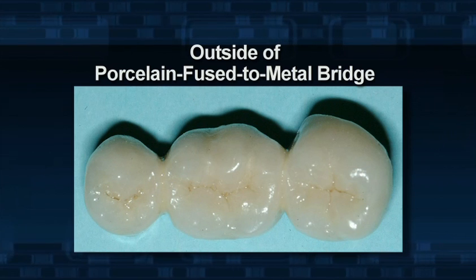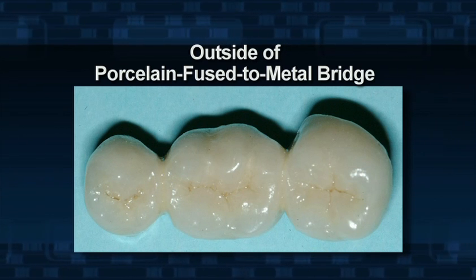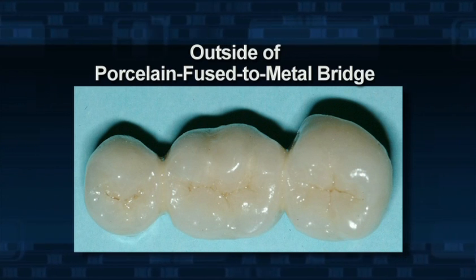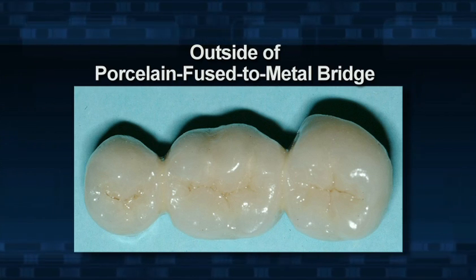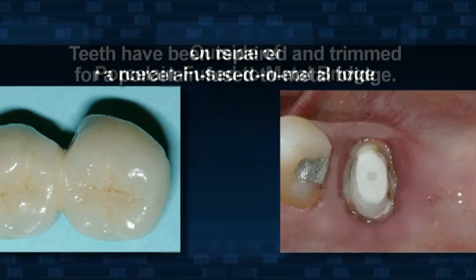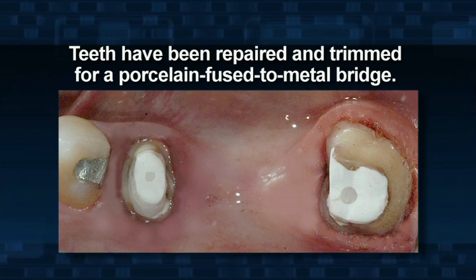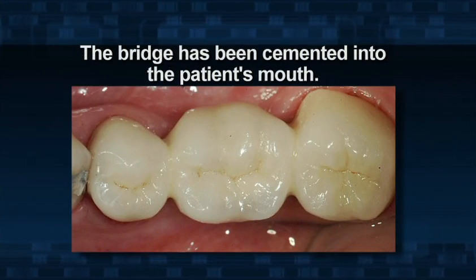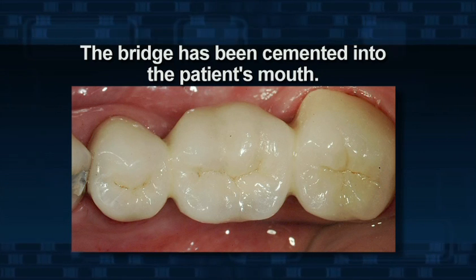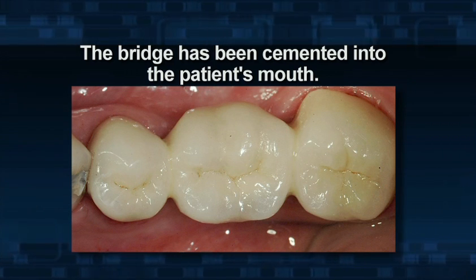The chewing surface of the bridge has the anatomical characteristics, grooves, and minute stains that make the bridge look just like a natural tooth. The teeth to support the bridge have been repaired and trimmed down by the dentist. And the final cemented bridge is both strong and beautiful. It has only a few disadvantages.